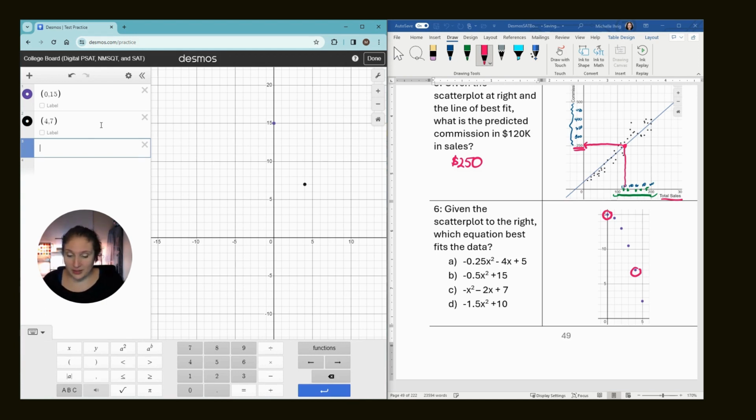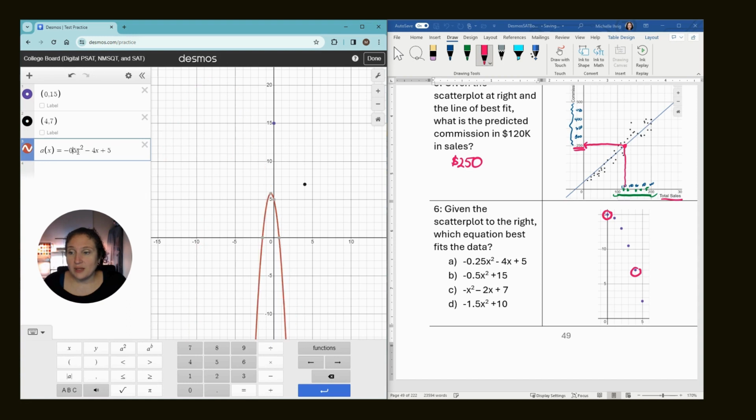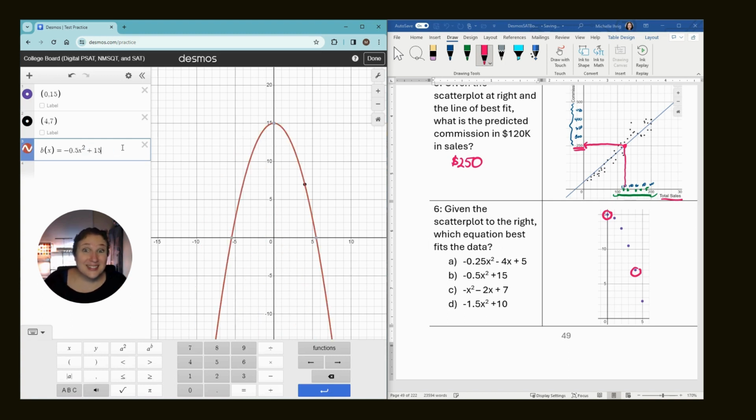So let's type in each one at a time. I'm going to type in A of x just because that reminds me I'm doing choice A. Negative 0.25x squared minus 4x plus 5. So nope, we can see that it doesn't go through our purple and black points, so it's not going to be choice A. Choice B is negative 0.5x squared plus 15. And it does go through our points, so it's most likely choice B.